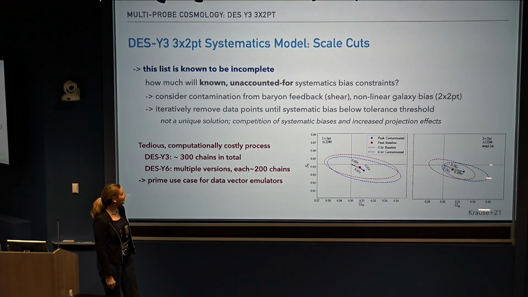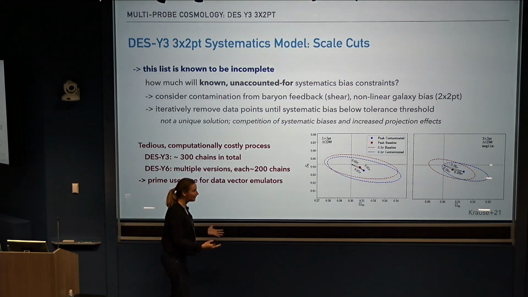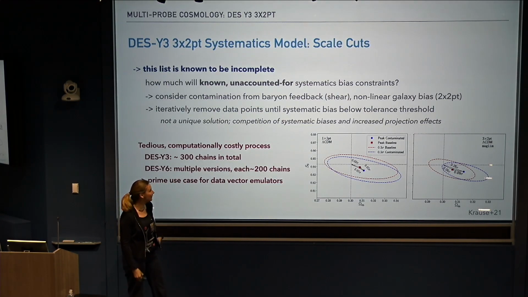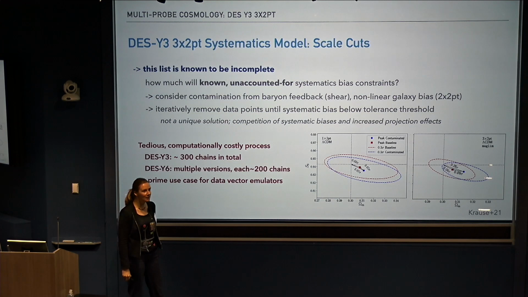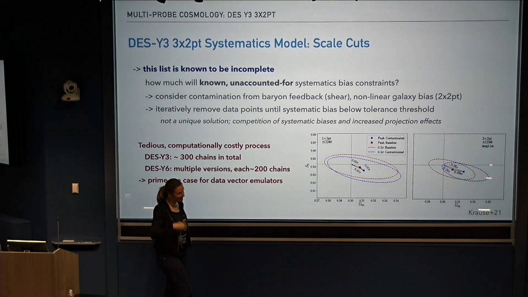I would like to mention here that, of course, at the end, whatever scale cuts we arrive at is not a unique solution. And you might be noticing in that process a competition between systematic biases if you include too small scales, and your data becoming too unconstraining if you throw out too much. And then your posterior becomes skewed by projection effects. So you again have a systematic bias, but in that case, just from projection effects, not from astrophysics.